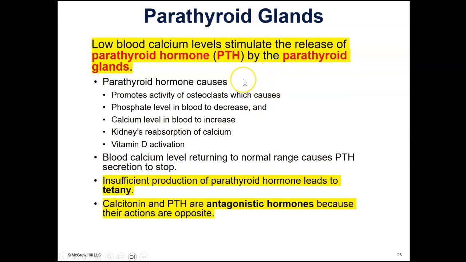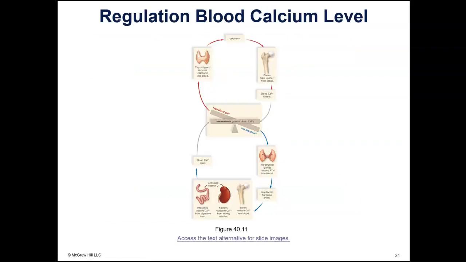Now, the parathyroid glands, there are 4 of them, and they're on the posterior side of the thyroid, and they produce parathyroid hormone. So when you don't produce enough parathyroid hormone, or PTH, that will cause tetany, which is basically your muscles lock up. And calcitonin and PTH are antagonistic hormones, so their actions are opposite. So if calcitonin lowers blood calcium levels, parathyroid hormone is going to raise blood calcium levels in various ways.